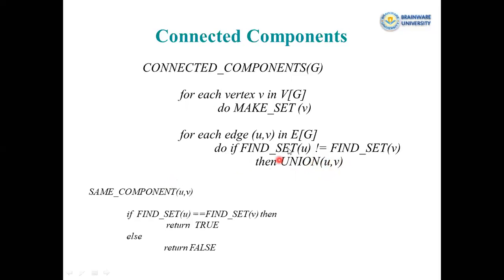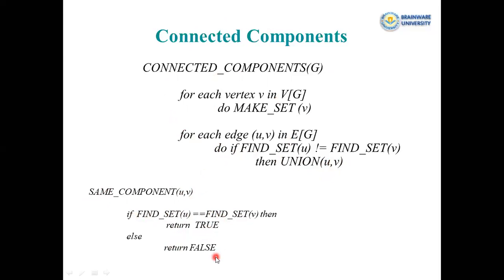And after completion of the connected component function, after completion of all the edges, or you can say all the elements of the set, then we apply the same component, and check whether the two vertices u and v belong to the same set by applying the find set function. If they belong to the same set, then it will return true.